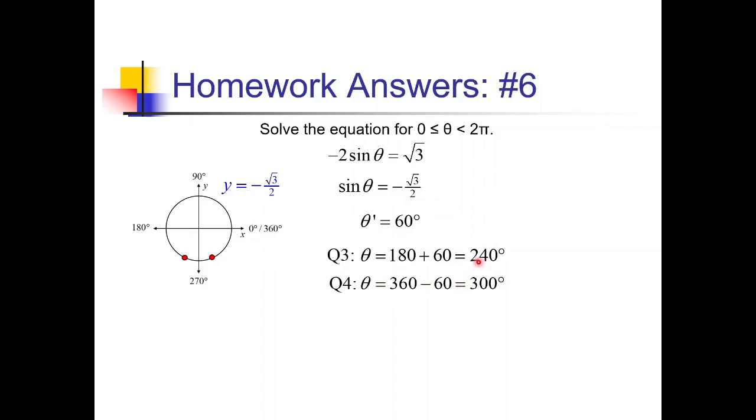And I do need to convert these into radians because that's what they asked for with this range here. So we've got 240 pi over 180. I can reduce that by 60s to get 4 pi over 3. And 300 pi over 180 reduces by 60 as well to get 5 pi over 3. So those are my two final answers.